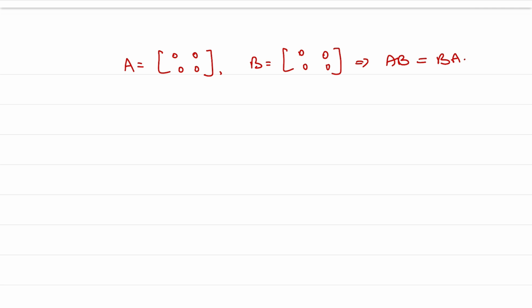That means AB is equal to BA, commutative for two null matrices, but not otherwise. Even subtraction is commutative for null matrices, but not for other matrices. Please understand the concept.